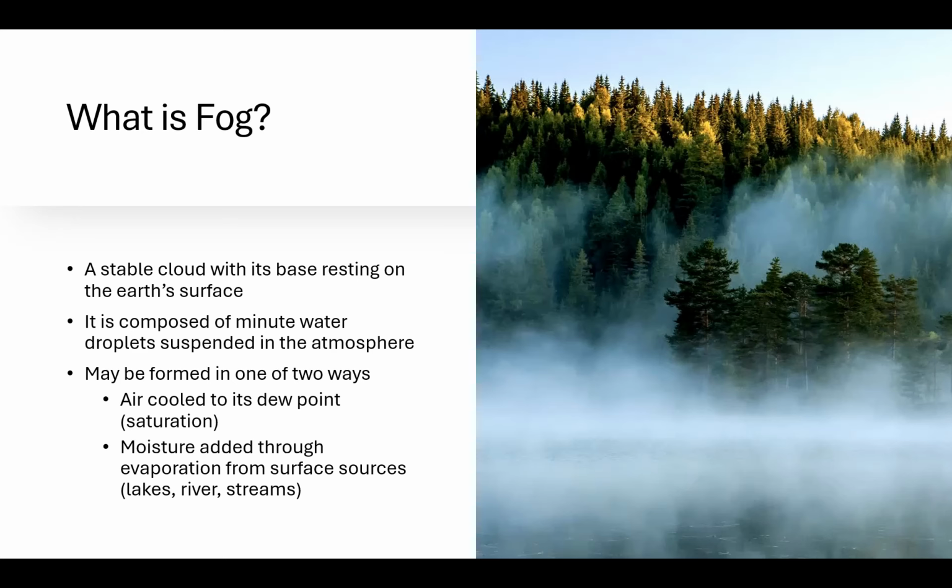Additionally, fog may be formed when you add moisture through evaporation from surface sources such as lakes, rivers, and streams. An example of that is in this excellent picture here. You'll notice that we have some kind of lake in the picture, and we have the fog right above the surface of this lake. And so we can have moisture added in this regard too to form fog.